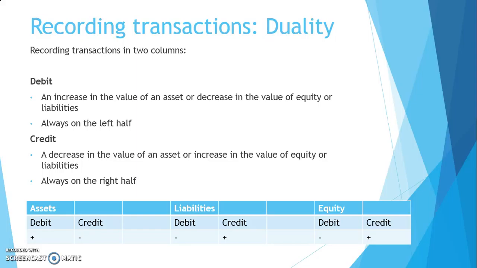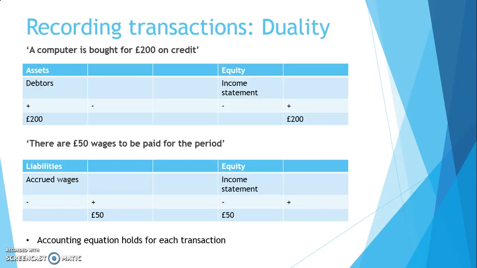As earlier, these are best illustrated by a few examples. From our example earlier, a computer is bought for £200 on credit. This increases the value of an asset, i.e. debtors, and is therefore a debit and recorded on the left half of the two columns, a value of £200. This also increases the value of equity in the income statement, and hence is a credit and recorded on the right hand side as £200.